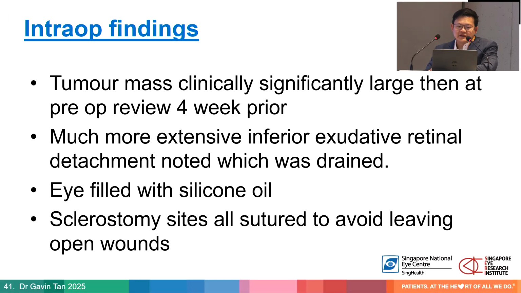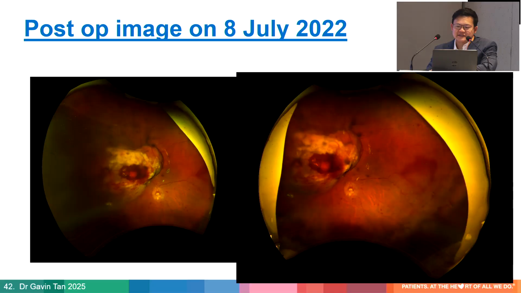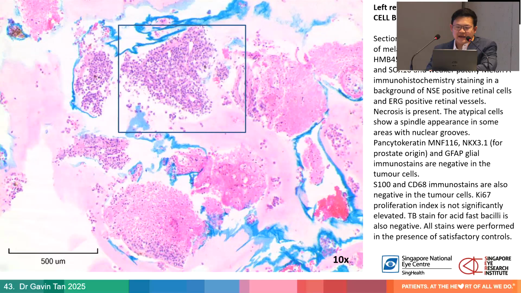And the mass had grown even larger from the prior visit, and there was a much more extensive exudative retinal detachment. At that time, because we had to make a larger retinotomy in order to access the deeper tissue, and there was a lot of exudative retinal detachment, we filled the eye with silicone oil. We sutured all the sites and did, of course, cryotherapy on all the sclerostomy sites. This was the post-operative image. And this was the tumor block.